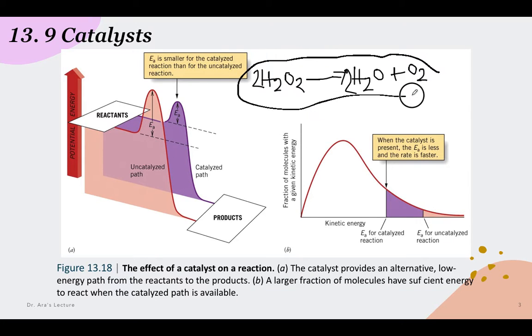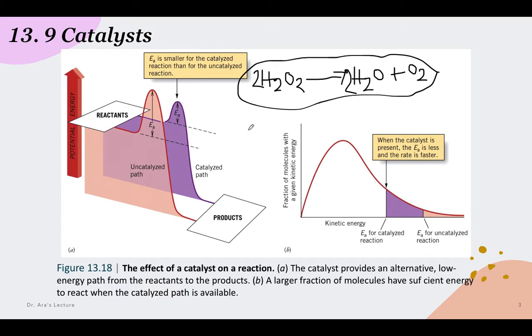So in the absence of catalyst, it's very slow. So now let's see what happens when we add the catalyst. The reaction is sped up. The rate of reaction is sped up. So let's see how the catalyst works and the reaction mechanism for this reaction.